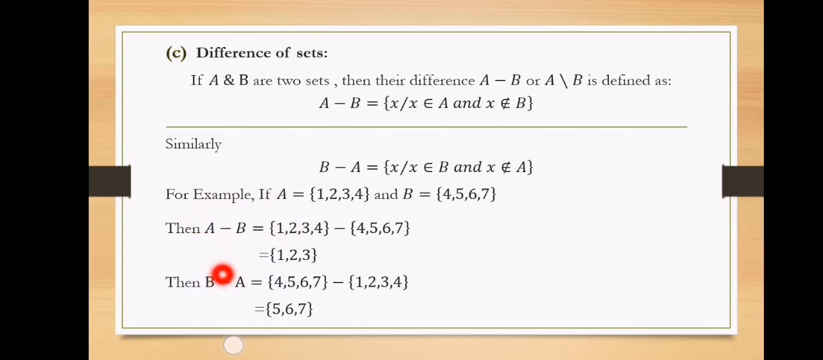But if we are doing it for B minus A, since B is at first and A is at second, so we are going to write all those elements of B which are not in A. So it is 5, 6, 7, which is the difference of B and A.